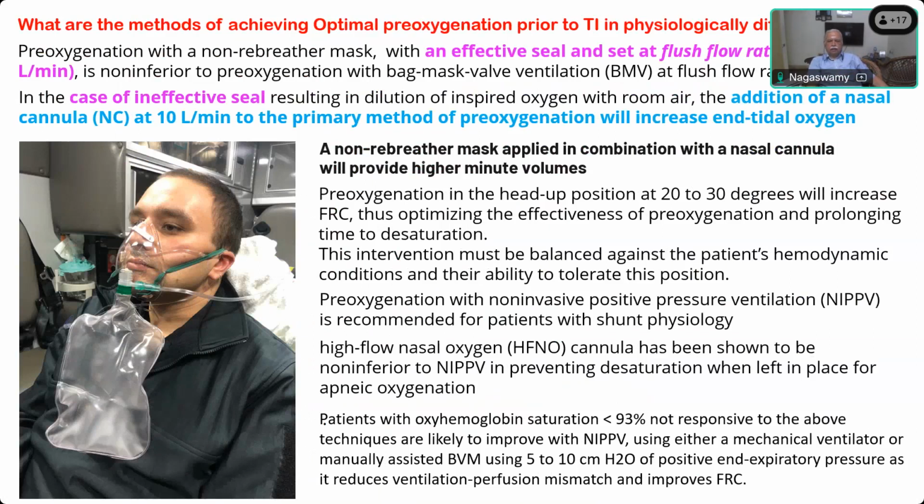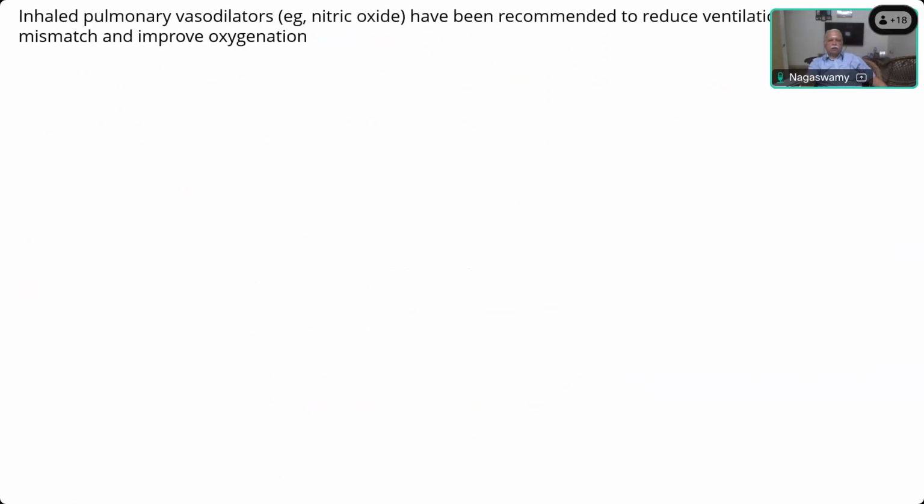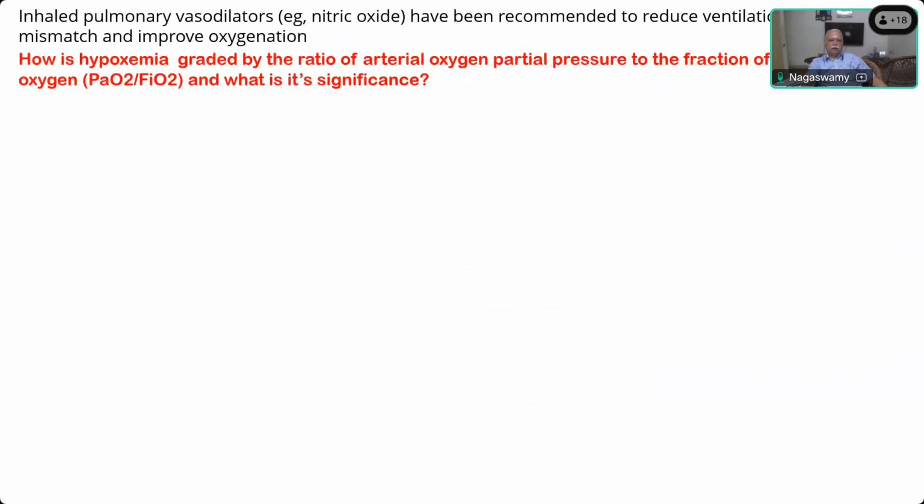One is head-up tilt, second is NIPPV with the HFNO, and third is PEEP. So if you apply these three things, you will be able to adequately pre-oxygenate and improve the oxygenation in a physiologically difficult airway. And the inhaled pulmonary vasodilators can be used to improve oxygenation.